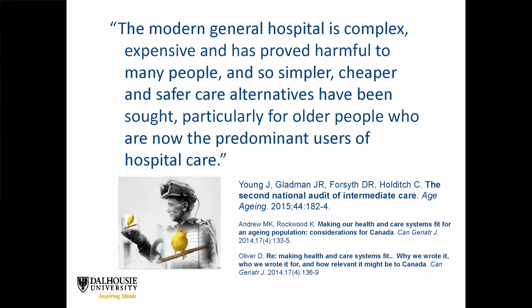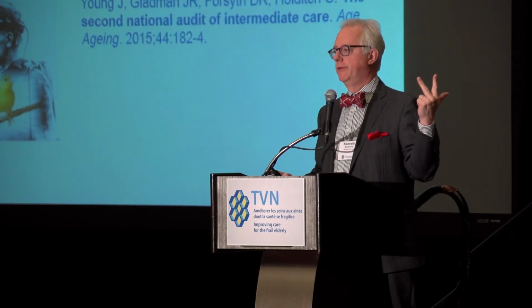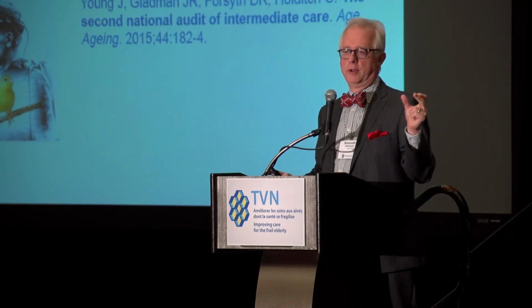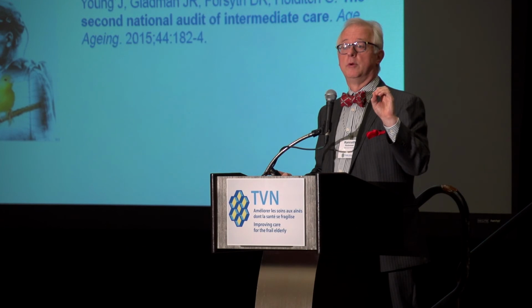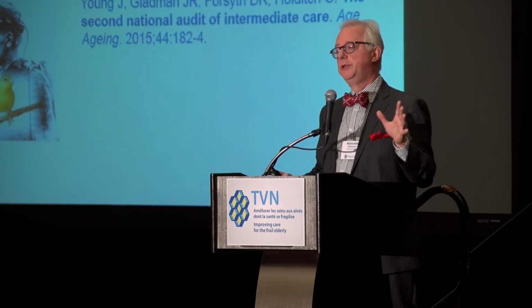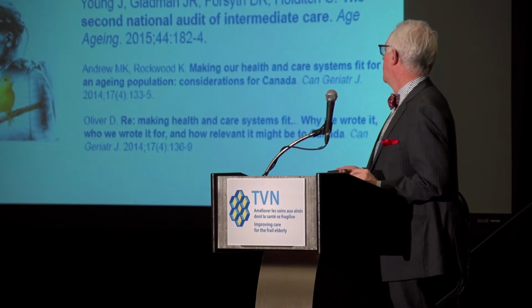So John Young, from whom you'll hear shortly, wrote a compelling paper with an uncompelling title called The Second National Audit of Intermediate Care. But the opening sentence of this is a call to arms for us, I think. It says, "The modern general hospital is complex, expensive, and has proved harmful to many people, and so simpler, cheaper, and safer alternatives have been sought, particularly for older people who are now the predominant users of health care. Simpler, cheaper, safer. That's what we need to be aiming for. And we need to know how to make it look simple while understanding that the reasoning behind what we do is actually complicated and sophisticated."